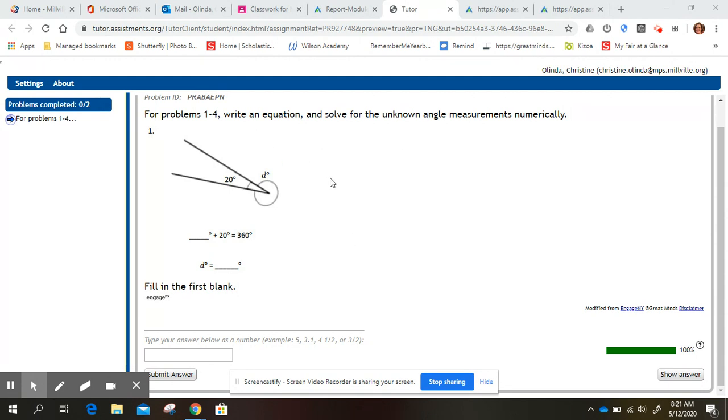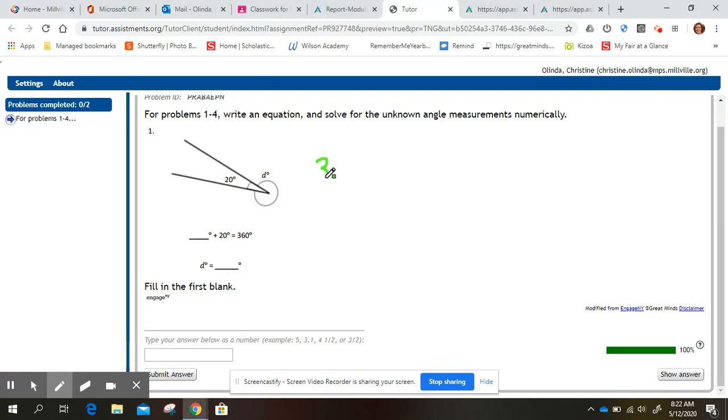All right, so you are on Module 4, Lesson 11, Problem Set. For problems 1 through 4, write an equation and solve for the unknown angle measurement numerically. All right, so we know that this whole circle, all the way around, has to be 360 degrees. We know that the acute angle is 20, so they want to know what number, D, what angle could D be that I could add to 20 to get 360?